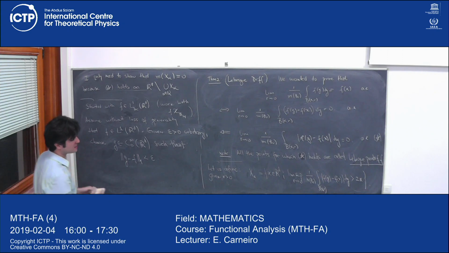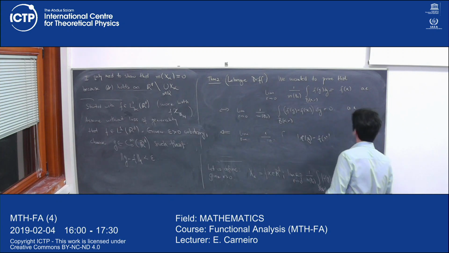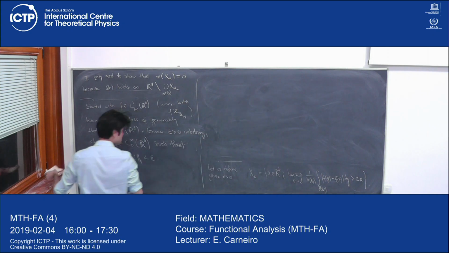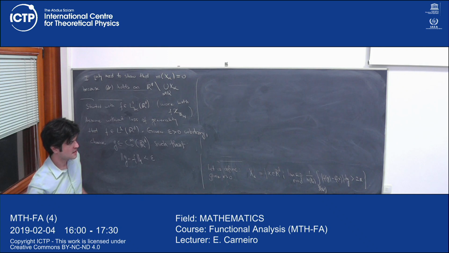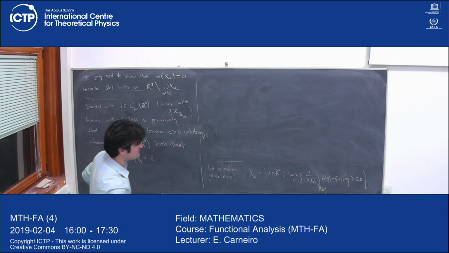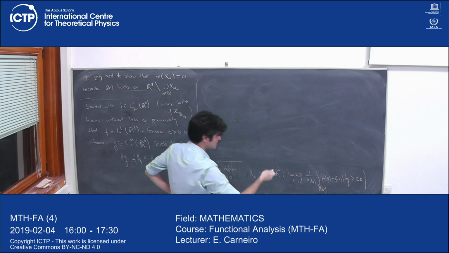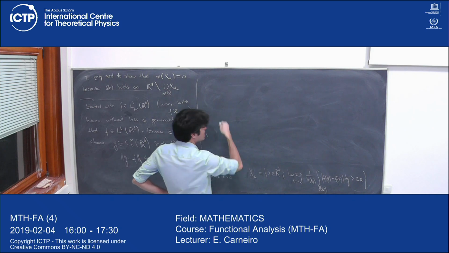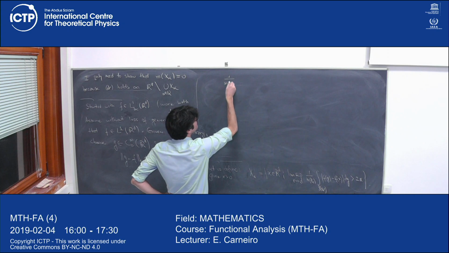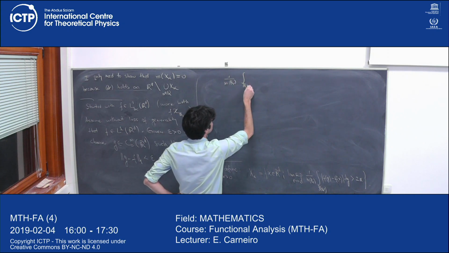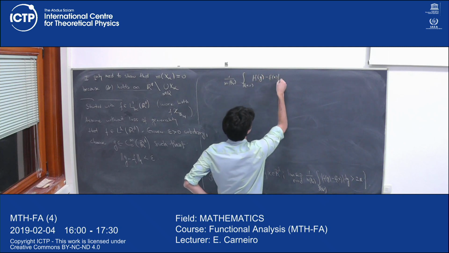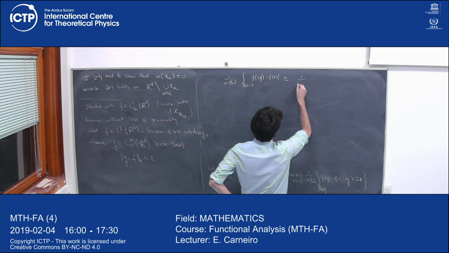Now let's just keep this here. Five more minutes and we're done. I want to write this integral. So let me write it: 1 over the measure of B_r, integral over B_r of the absolute value of f of x minus f of y. I want to write that this is less than or equal to this quantity.